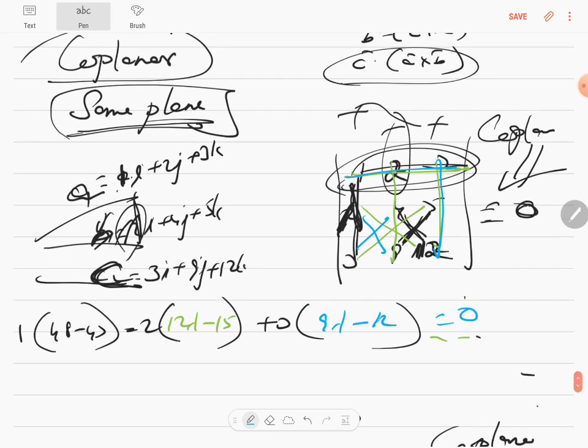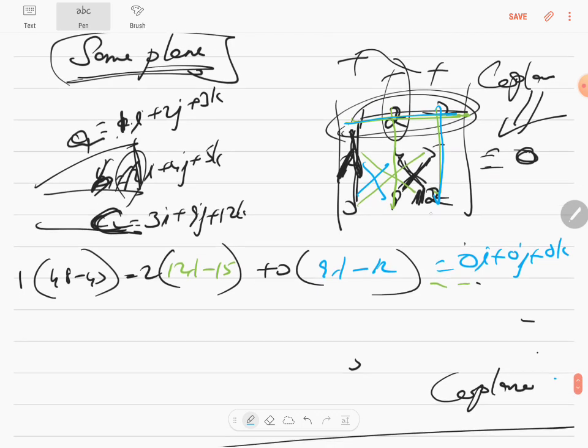What is the meaning of this? This means 0i plus 0j plus 0k. This is just determinants. So then you will get only your crossing. You are supposed to get only a vector, but this is not a vector because we have dotting and crossing.